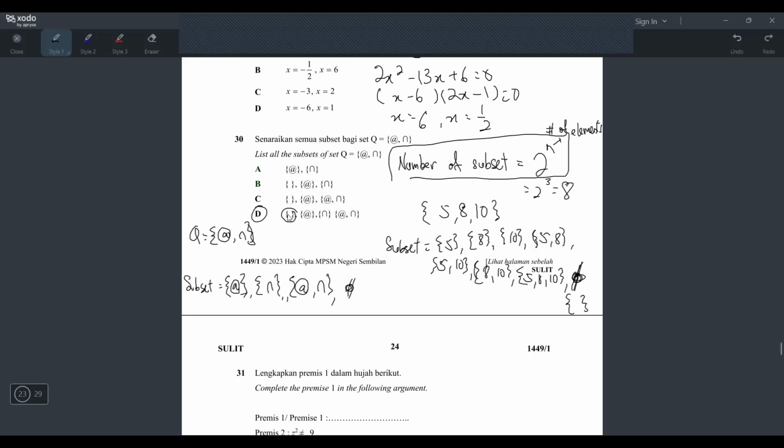You can write like this also. Both of these symbols are the empty set. They are both symbols for the empty set. And then this one, which is like this. All right. So there are 4 subsets.